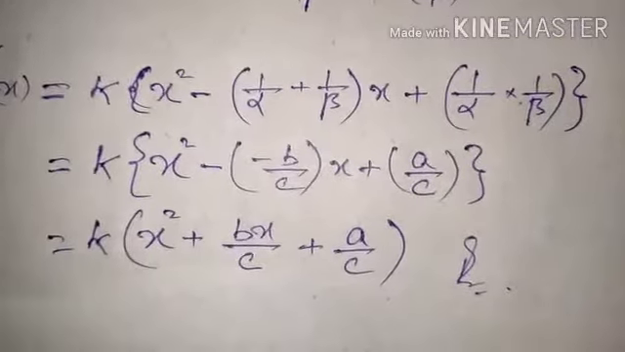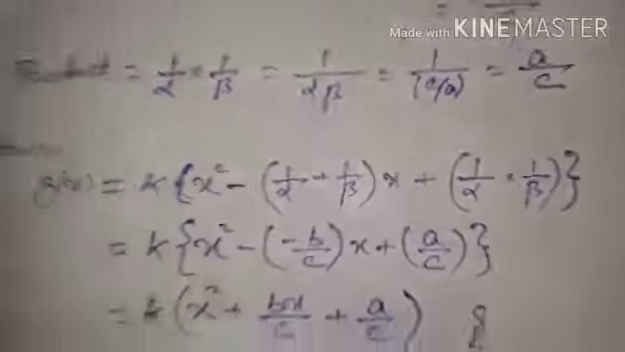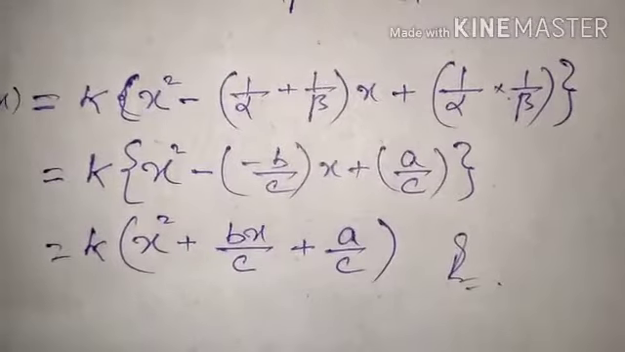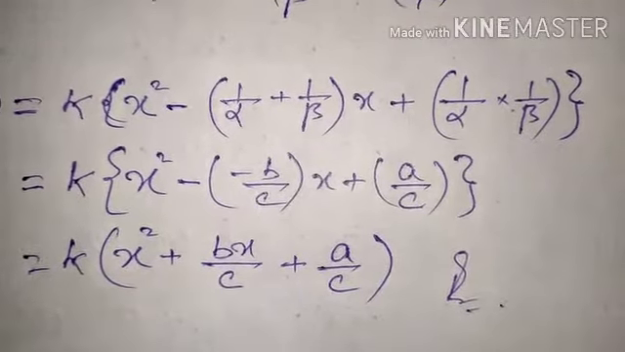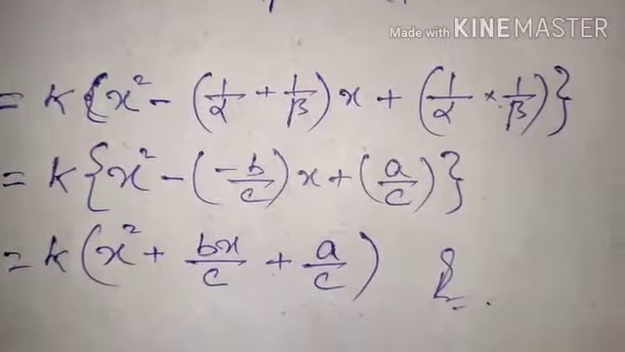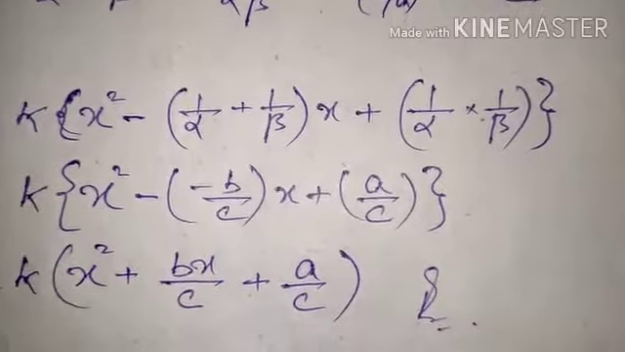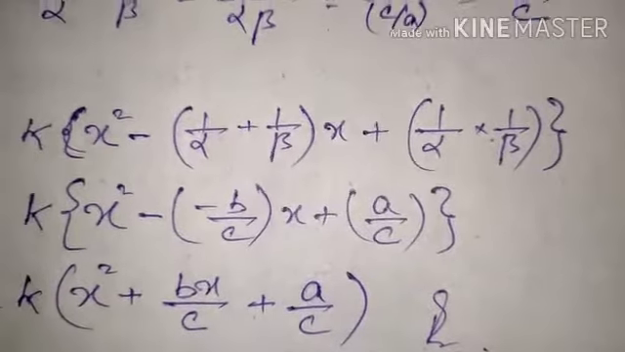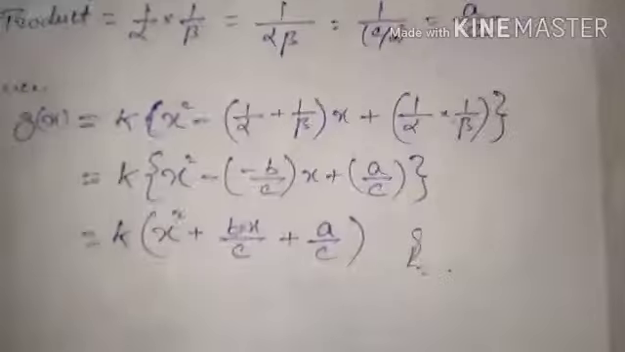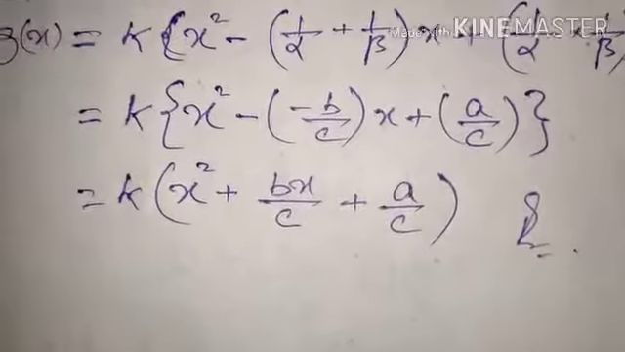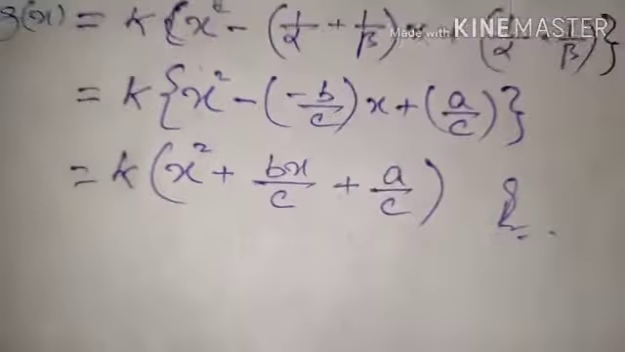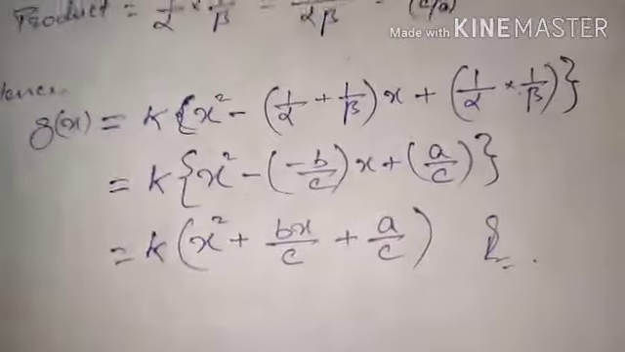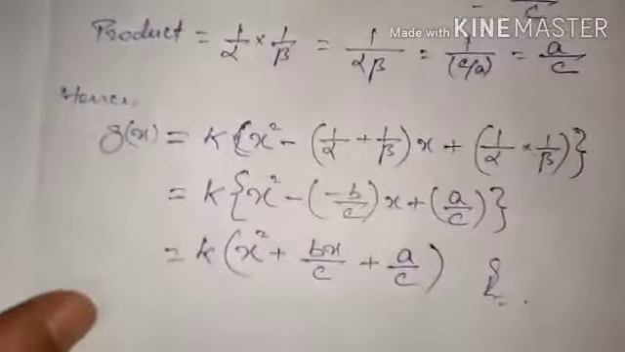So, continuing with the above statement, placing the values of 1 by alpha plus 1 by beta, we get k x square minus b by c into x, plus placing the value of 1 by alpha into 1 by beta, that is a by c. After that we calculate it, and we get our required polynomial, that is k x square plus bx by c plus a by c. Okay, so we are done with this question. We have got our answer.